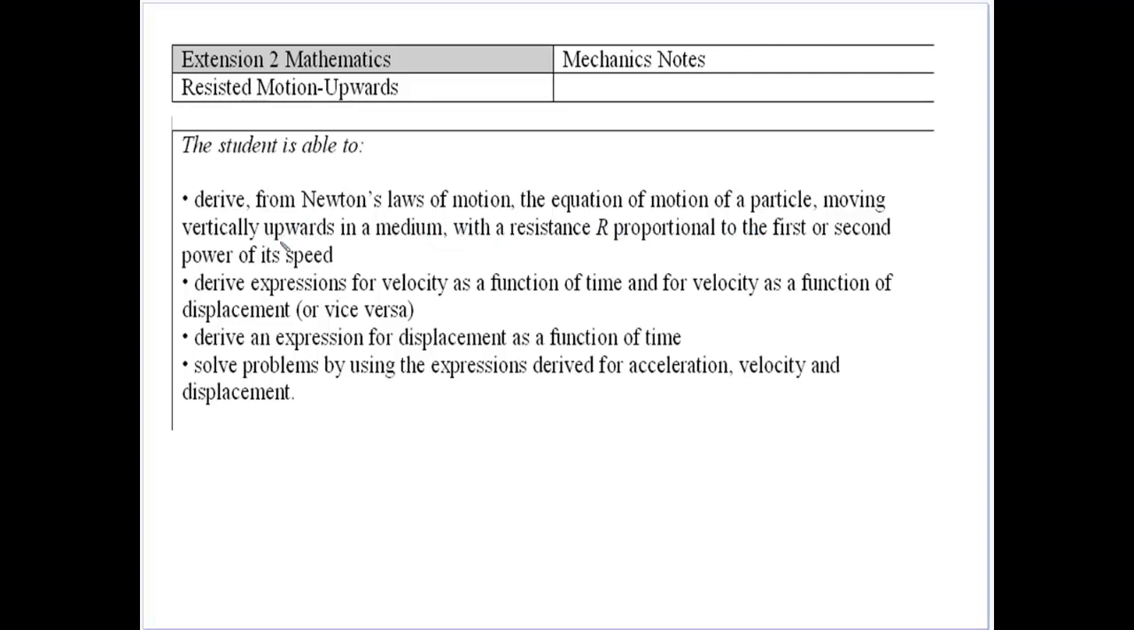They're moving vertically upwards, so later on we'll do downwards, but upwards in a minute. They've got a resistance R which is proportional to either the first or second power of its speed, so in relation to v. So what we need to be able to do is derive expressions for the velocity in terms of time and velocity in terms of displacement, and also we can get from those the expression for the displacement in terms of time, and also then solve problems using those expressions of acceleration, velocity and displacement.